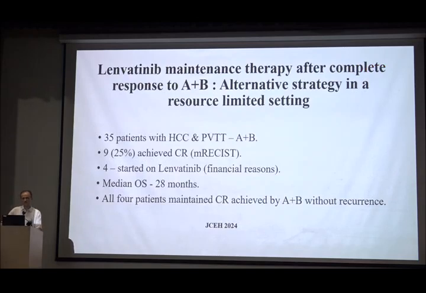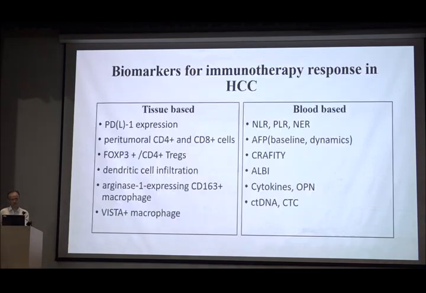Now, from India, there is one small case series from Bangalore in which it was found that the patients who had achieved the complete response after the A+B therapy, and because of financial reasons were started on lenvatinib, had a good outcome as well. As we can see, 35 patients were there who received A+B therapy. 25% of patients achieved complete response by the analysis criteria. 4 were started on lenvatinib because of the financial reasons, and median overall survival in these patients was 28 months, and all of these 4 patients maintained the complete response without any recurrence.